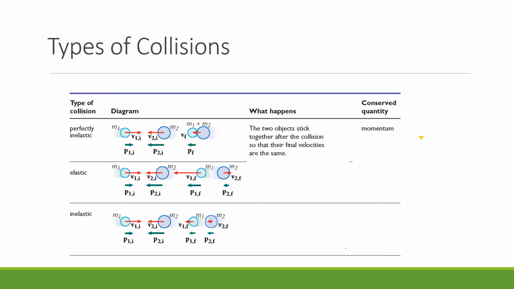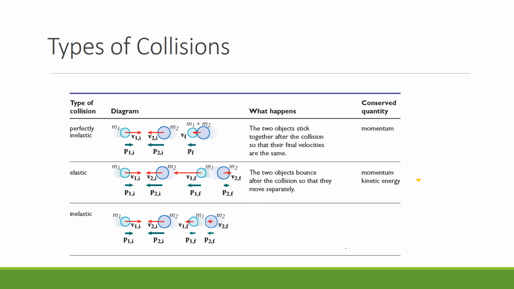While in elastic collision, the two objects bounce after the collision so that they move separately, and the conserved quantities are the momentum and the kinetic energy.